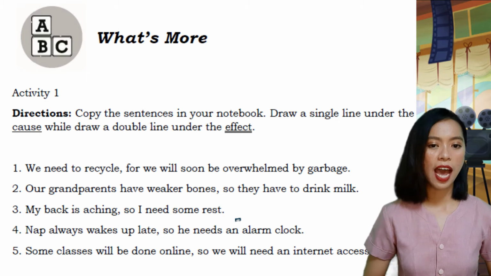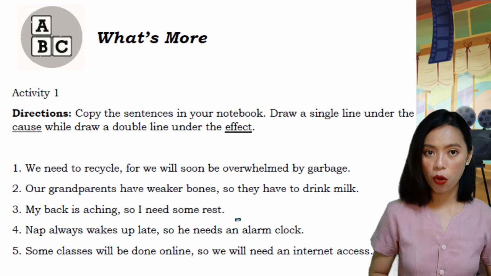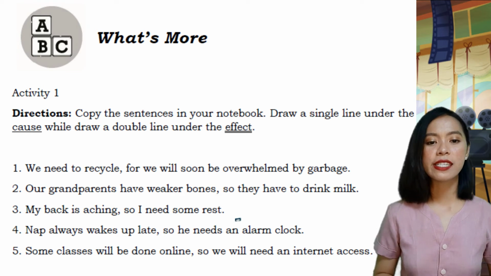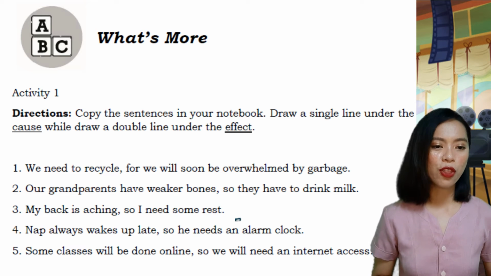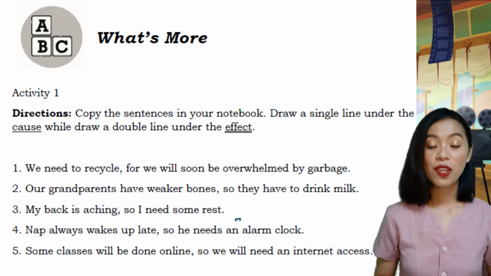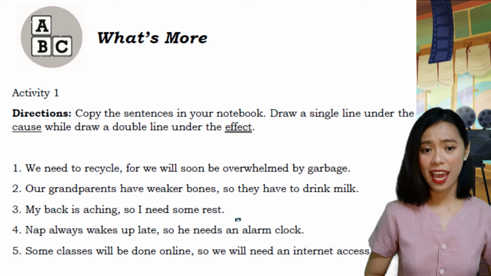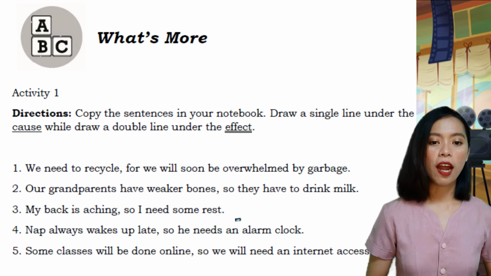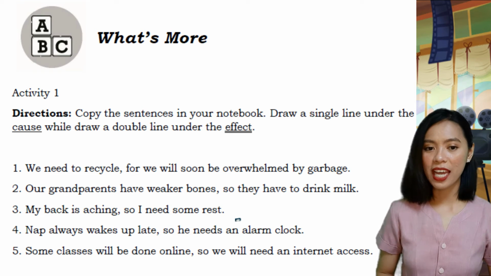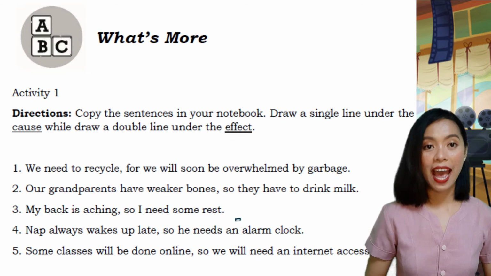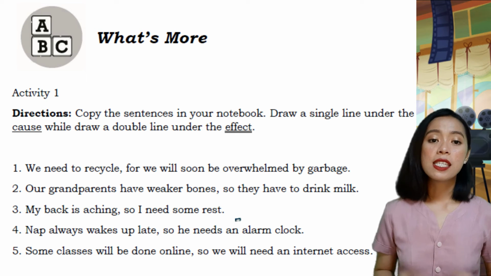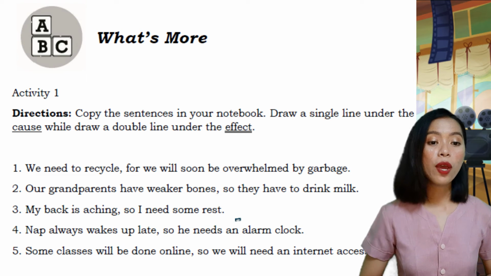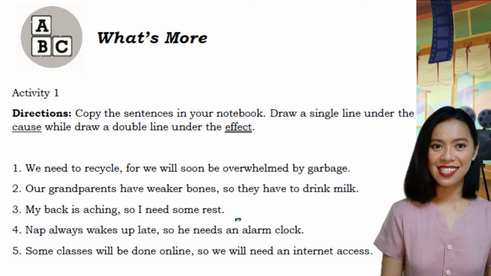We need to recycle, for we will soon be overwhelmed by garbage. 2. Our grandparents have weaker bones, so they have to drink milk. 3. My back is aching, so I need some rest. 4. Nap always wakes up late, so he needs an alarm clock. 5. Some classes will be done online, so we will need an internet access.